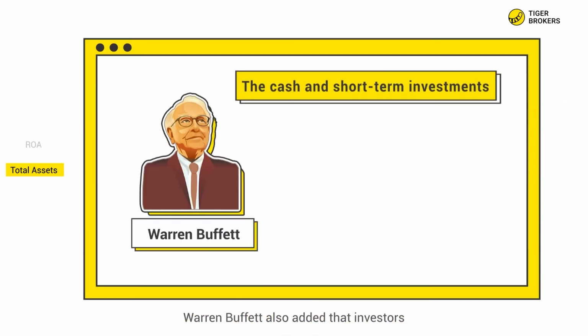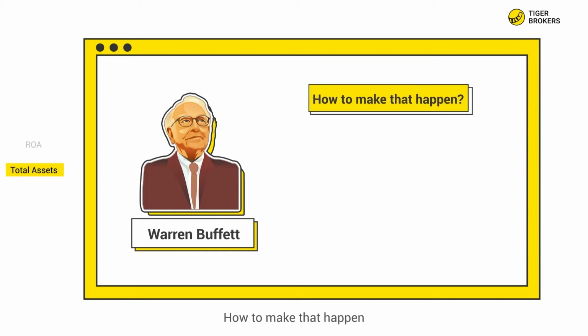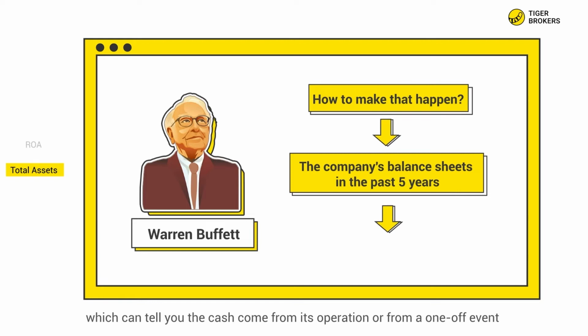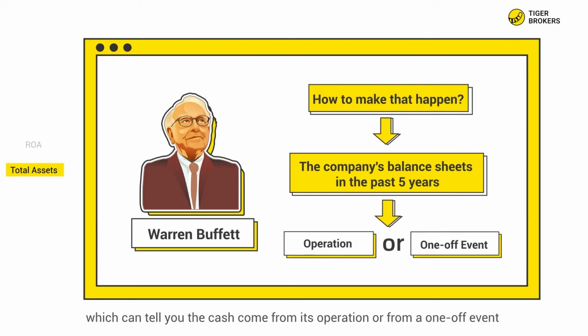Warren Buffett also added that investors should figure out the source of the cash and short-term investments. How to make that happen? You can check the company's balance sheets in the past 5 years, which can tell you the cash come from its operation or from a one-off event.